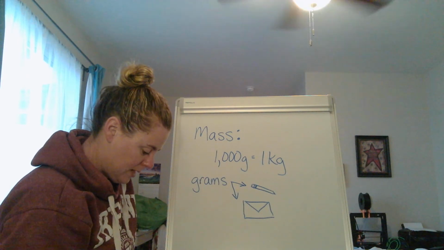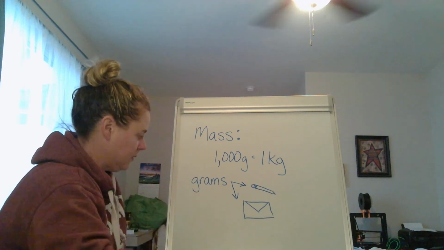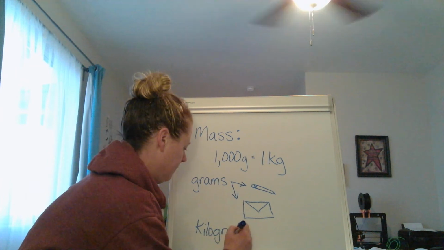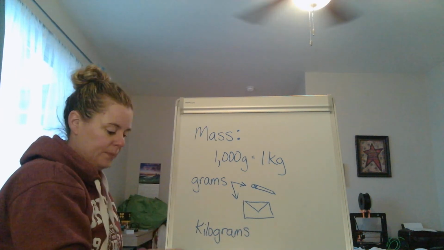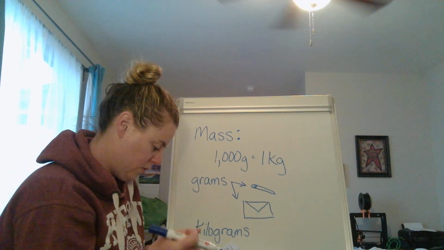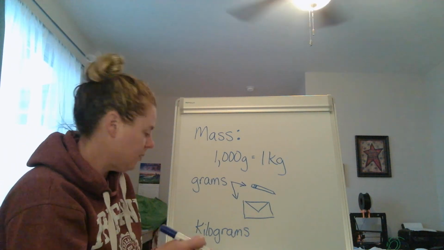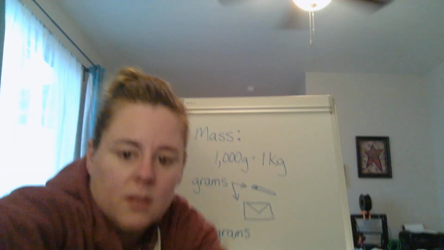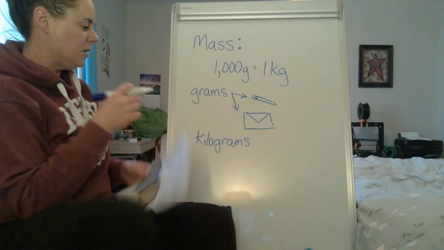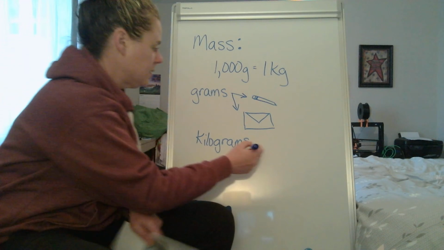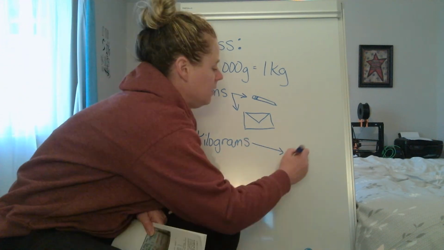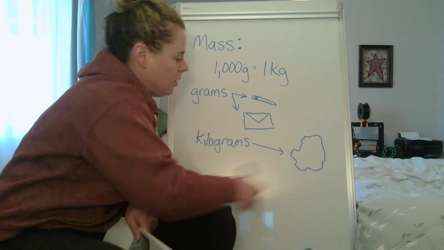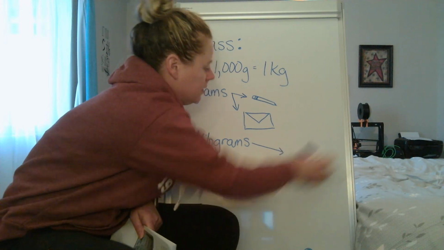So then kilograms is going to be big. So you are going to measure, well, it would be like pounds. So you can think of kilograms as pounds. Anything you're going to measure in pounds, you could weigh in kilograms. So kilograms, maybe a big old rock. That doesn't look like a very good rock, does it? So just a rock.